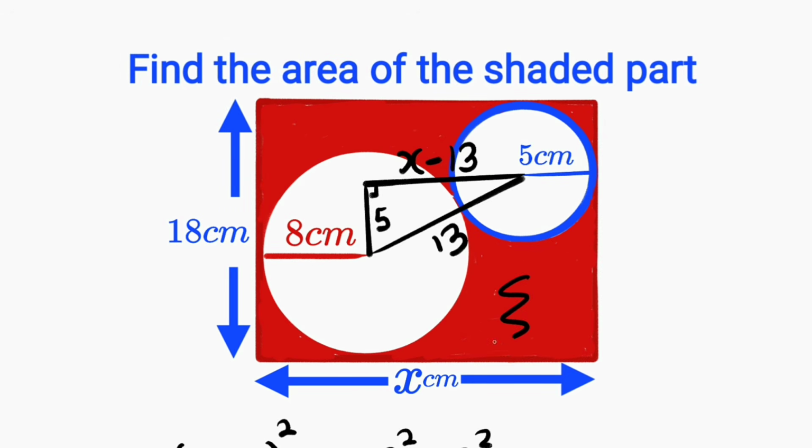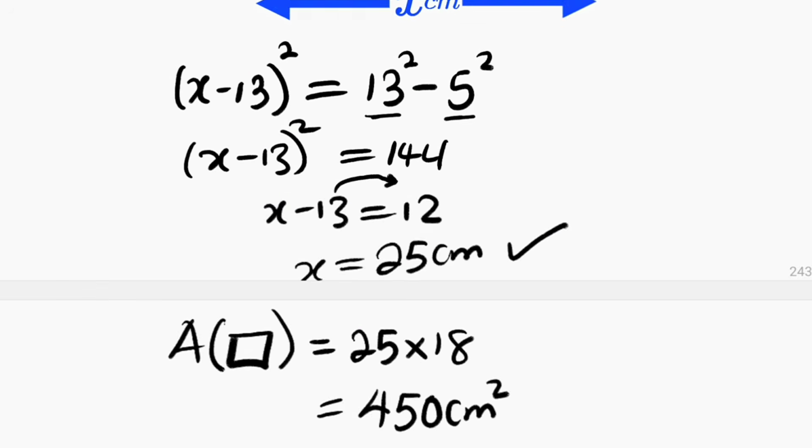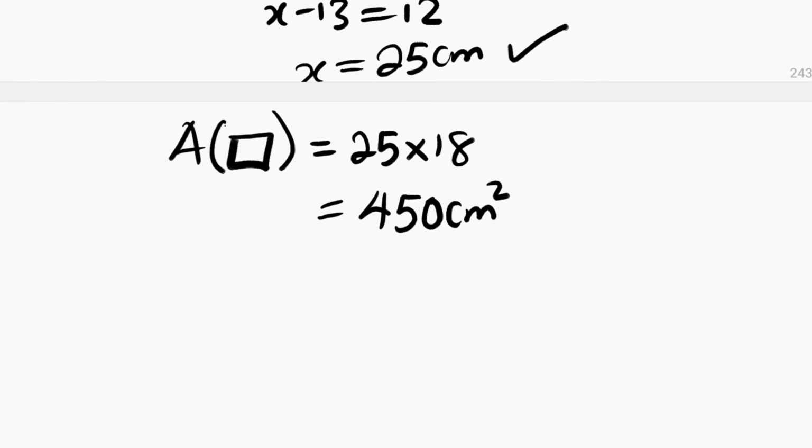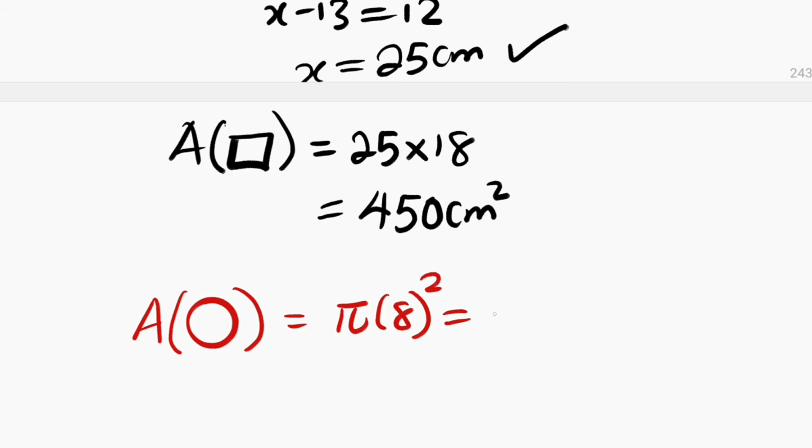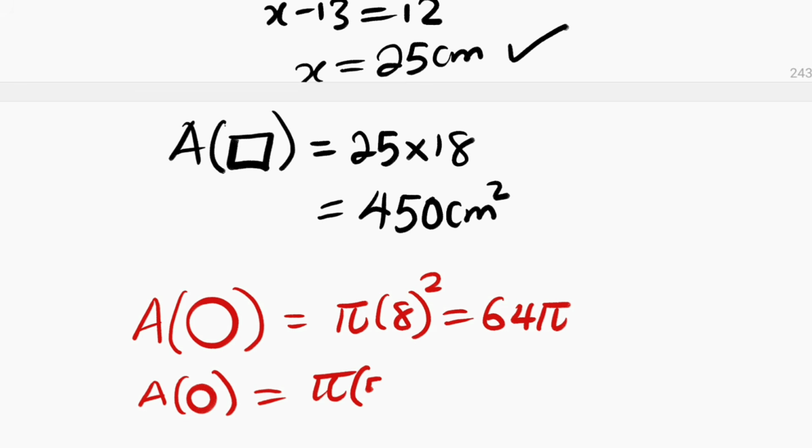But remember, in order to find the shaded area, we have to remove the area of these two circles. The first one has a radius of 8, and the other one has a radius of 5. So the area of the bigger circle is equal to pi r squared, which is equal to 64 pi. Then the area of the smaller circle is equal to pi 5 squared, which is equal to 25 pi. All of them in centimeter squared.